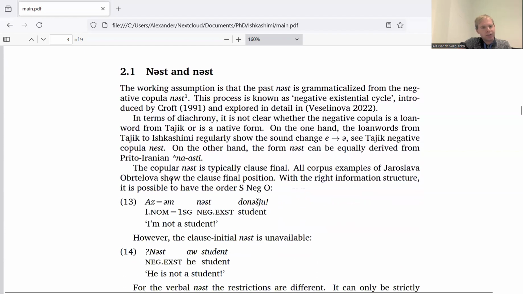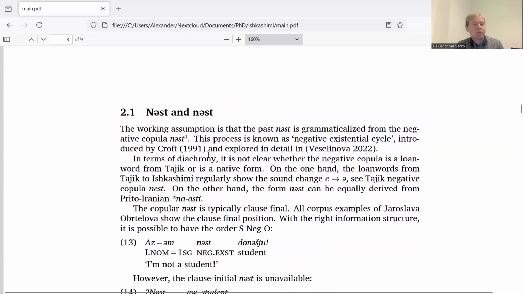So let's go to the nist and nist. My working assumption for now is that the past nist is somehow grammaticalized from the negative copula nist, that in the previous stage of Ishkashimi there was a link between these two. Now maybe the link is lost, maybe we can see it, I don't know. This process is described in the typological literature. It is known as the negative existential cycle, or alternatively the Croft cycle, because it was introduced by Croft, 1991. It was explored in detail in a big volume by Luba Veselinova in 2022.